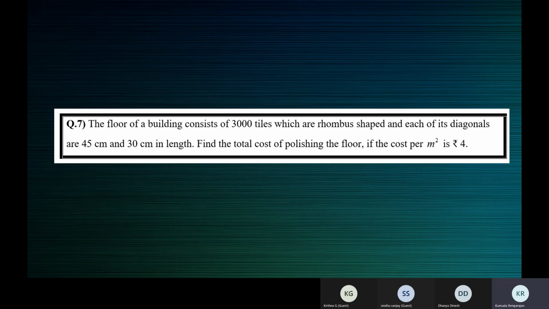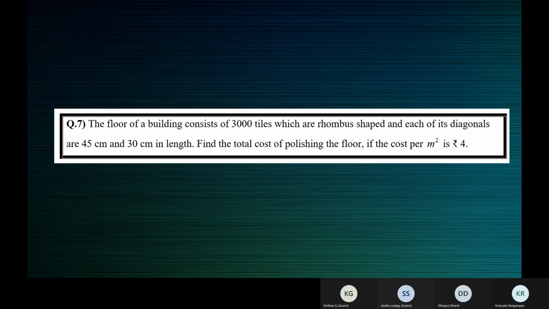So for 1 meter square, see, the lengths of the diagonals are given in centimeter, but the rate is given per meter square. To polish 1 meter square of the floor, you have to spend ₹4. 1 meter square, ₹4. 2 meter square, ₹8. 3 meter square, ₹12, and so on. So if the floor area is 100 meters square, 100 into 4, ₹400 will be the total cost of polishing the floor.